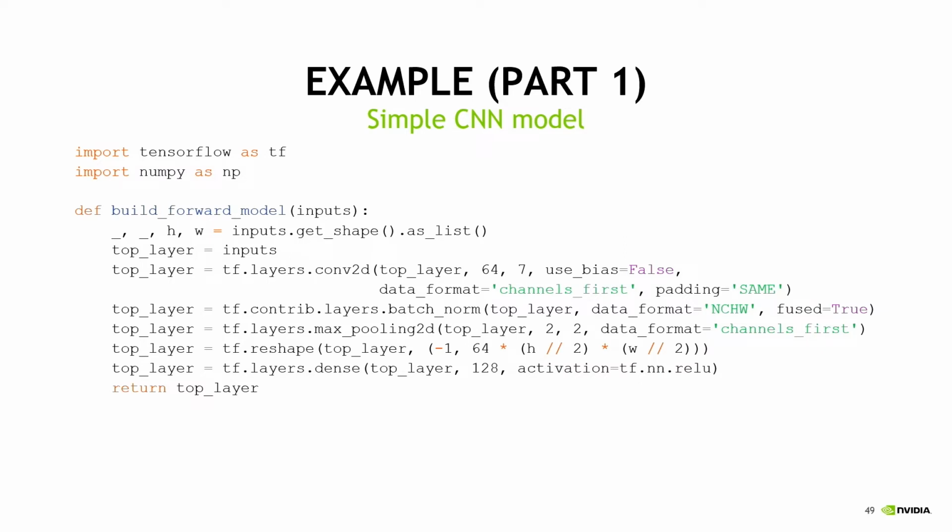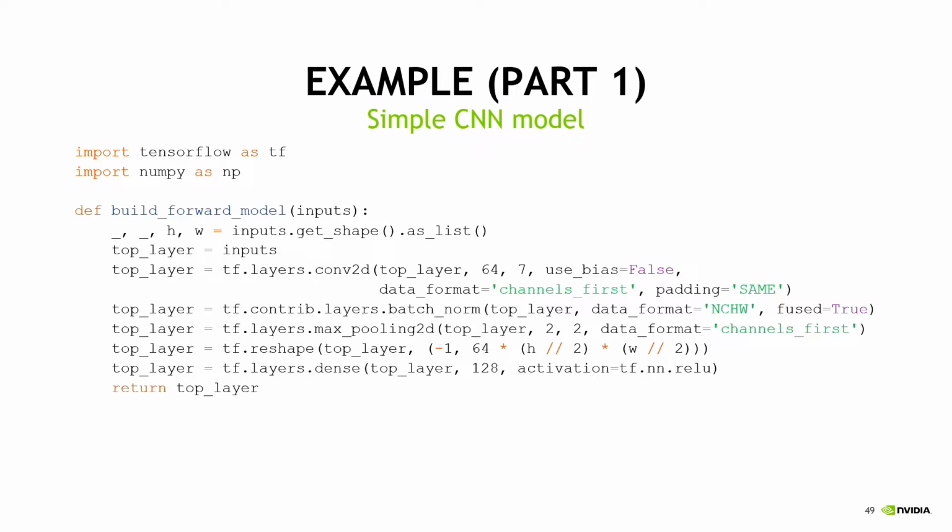So to begin with the example, I've got this broken up into some parts. This is essentially the forward model definition part. So just begin with boilerplate up here. And then this is just a simple ConvNet. So we have the inputs being passed into this function, build forward model.